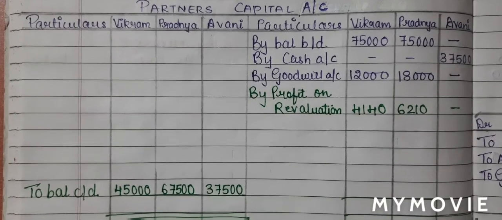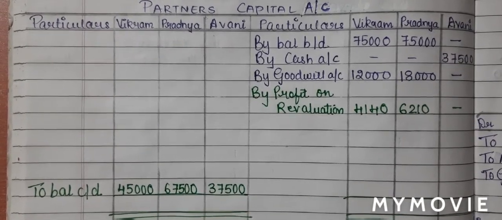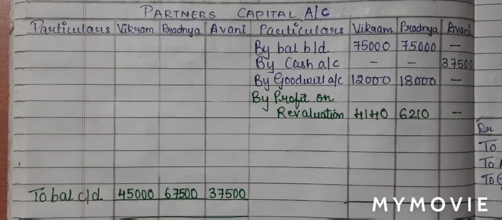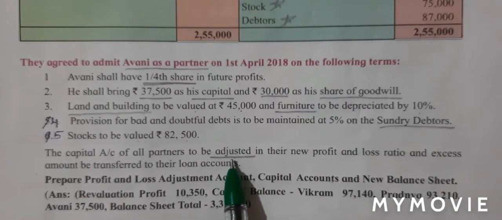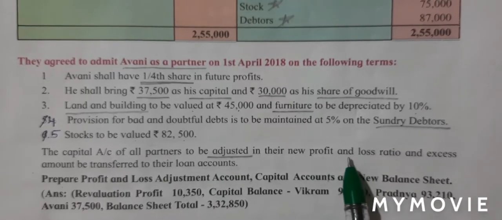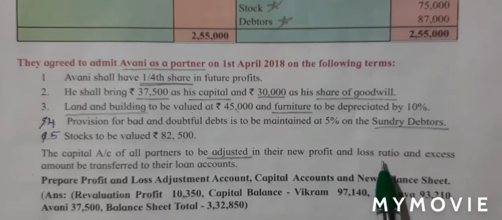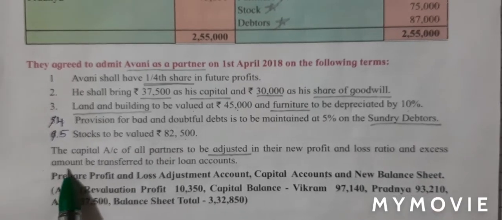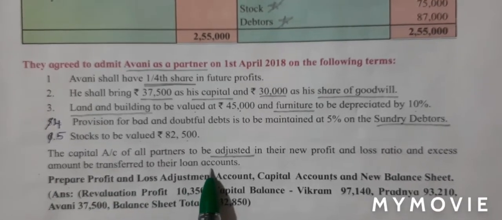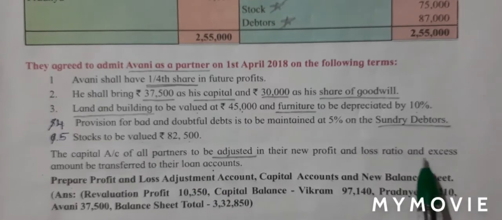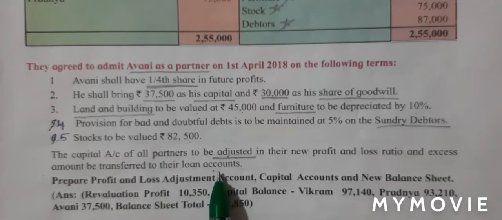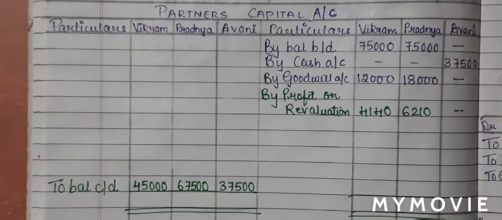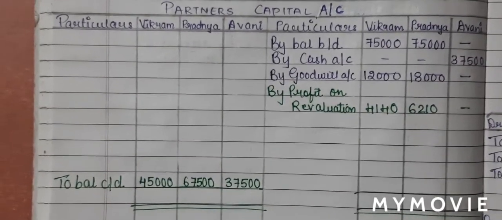Now this is the capital amount. Now students is the actual capitalization that you are going to do, and as mentioned in the question, that the adjustment of capital has to be done according to profit and loss ratio, which we have already done, and the excess amount has to be transferred to their loan account. So we will be finding out the excess amount which needs to be transferred to the loan account. So we will close our partner's capital account.